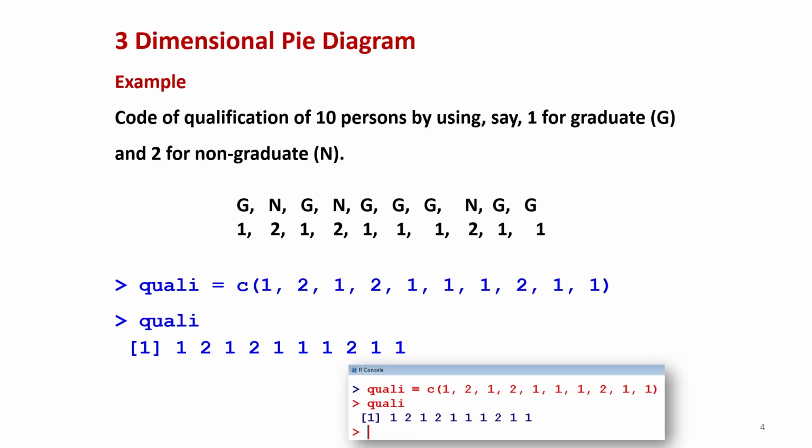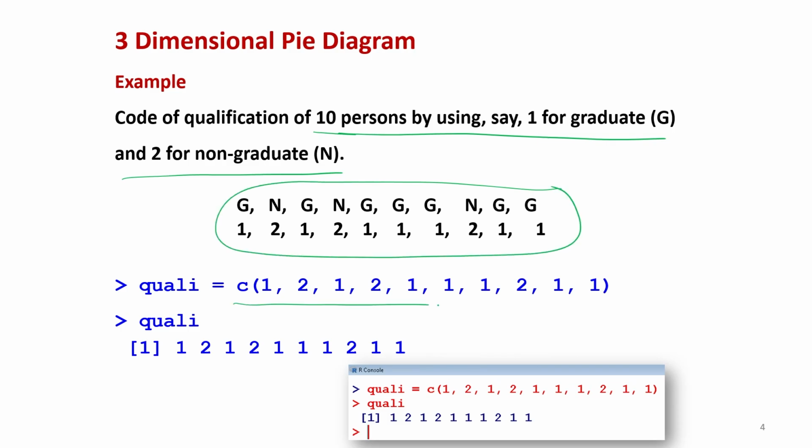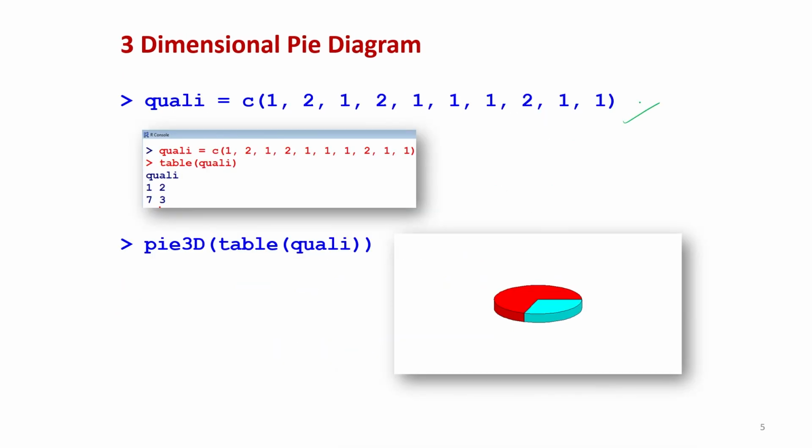Let us take a very simple example to understand how you can create a three-dimensional pie diagram. To explain, I have considered the same data that I considered in the earlier example, where we had 10 persons classified as graduate and non-graduate. The graduates were indicated by number 1 and non-graduates by number 2, and this data is given like this. It is stored in the data vector quali, Q-U-A-L-I. From there we have to create a frequency table. We do that using the command table(quali), as we did in the earlier lecture, which gives us two categories, 1 and 2, having absolute frequencies 7 and 3 respectively.